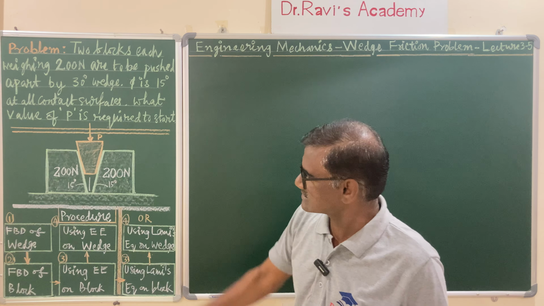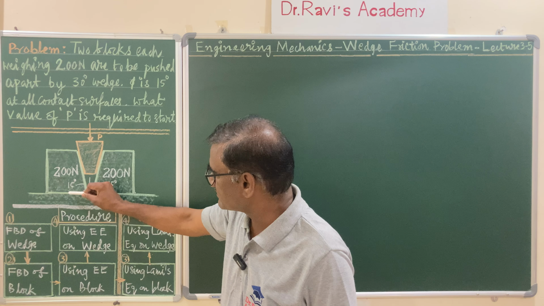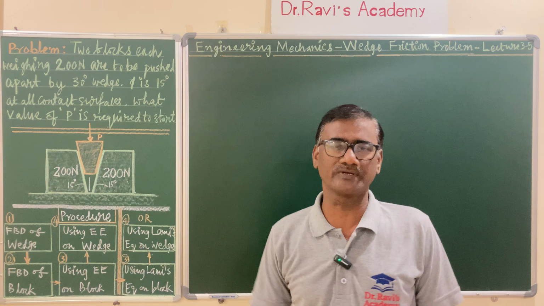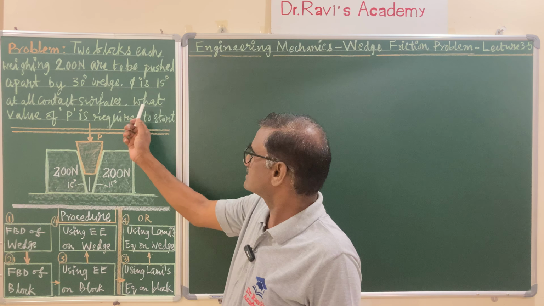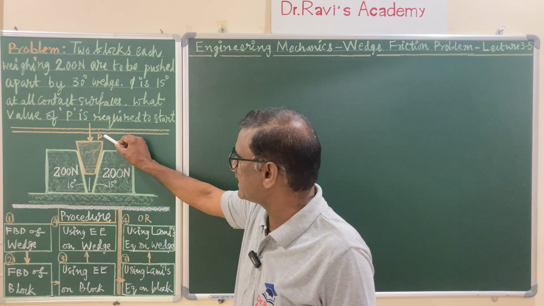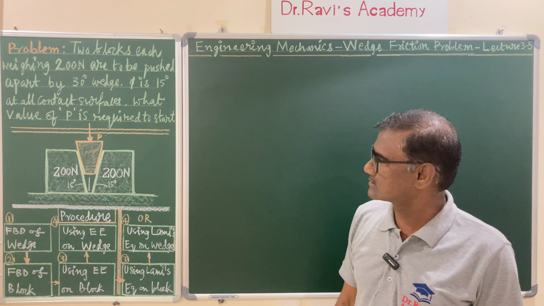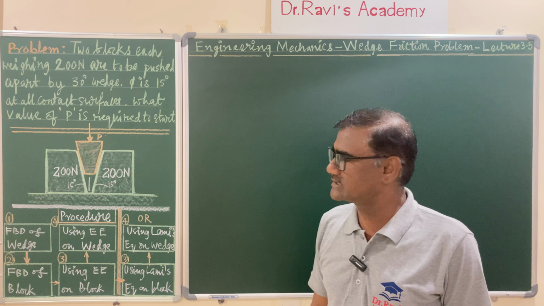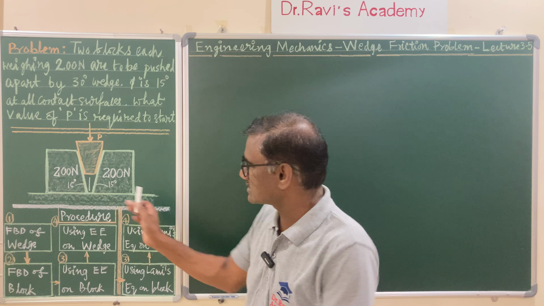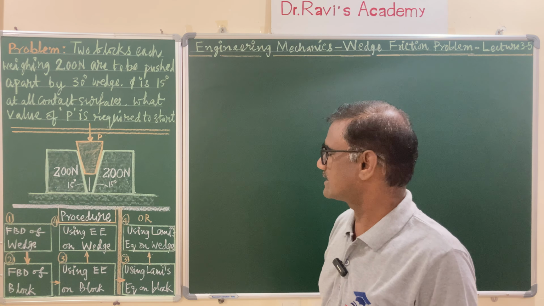Wherever you have contact, here the contact between the wedge and the block and the contact between the block and the floor, the limiting angle of friction is 15 degrees, and that is exactly the problem. And he is asking what value of P is required to start the motion of the wedge. The wedge is moving downwards, and these two blocks are moving away from the center. So this is exactly the configuration diagram.